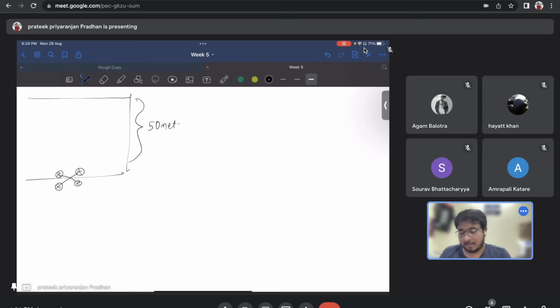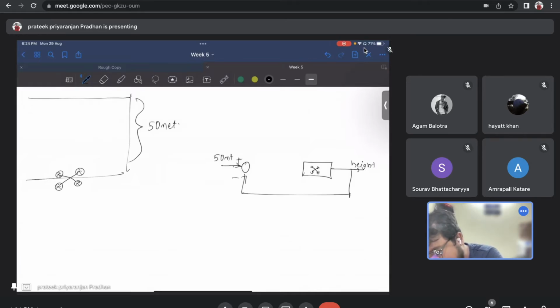Here, let's draw the system diagram. The system is the drone, and the height is the output. My reference signal is the 50 meters, and let's close the loop using negative unity feedback. Here, let's assume it's a simple proportional controller. I will just amplify the error and feed it into the drone.